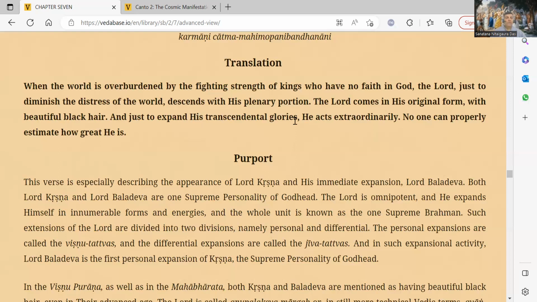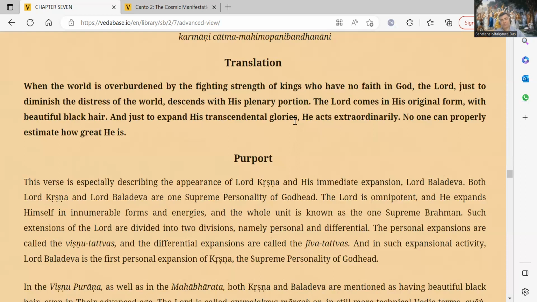Okay. When the world is overburdened by the fighting strength of the kings who have no faith in God, the Lord, just to diminish the distress of the world, descends with his plenary portion. The Lord comes in his original form with beautiful black hair, and just to expand his transcendental glories, he acts extraordinarily. No one can properly estimate how great he is.